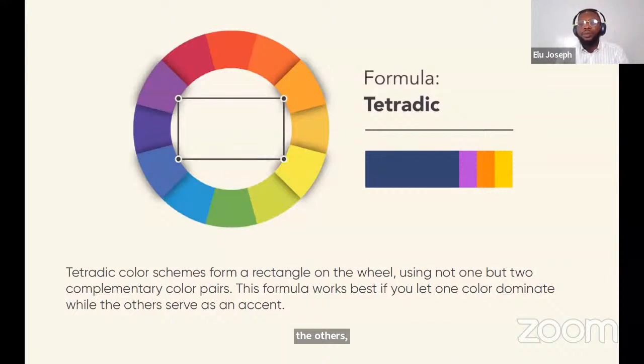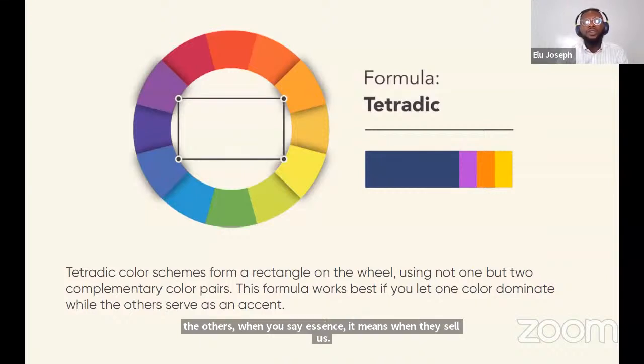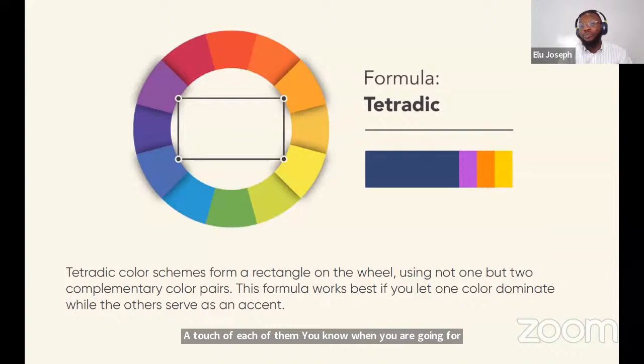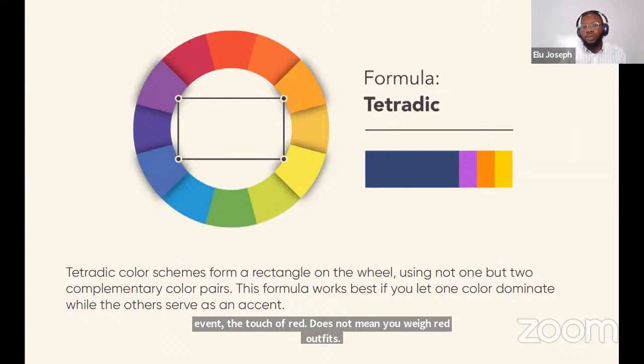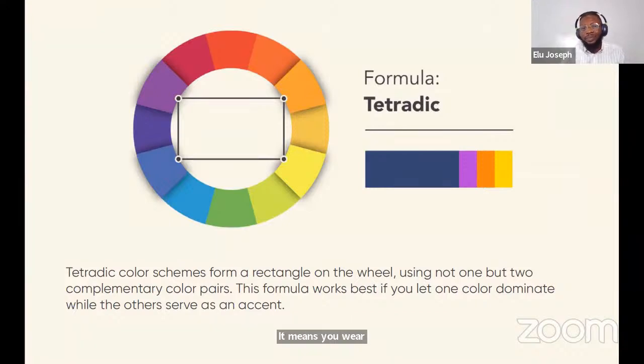When you say accents, it means when they serve as a touch of each of them. You know, when you're going for an event, they say a touch of red. Does not mean you wear a red outfit. It means you wear black, or you wear a color that goes with red. You wear green, you wear blue, you wear yellow, and you just put a touch of red. Most people like to play it safe. They just wear black and put a red tie, or they put a brooch that is red. You get the idea. That's tetradic. One color needs to dominate.